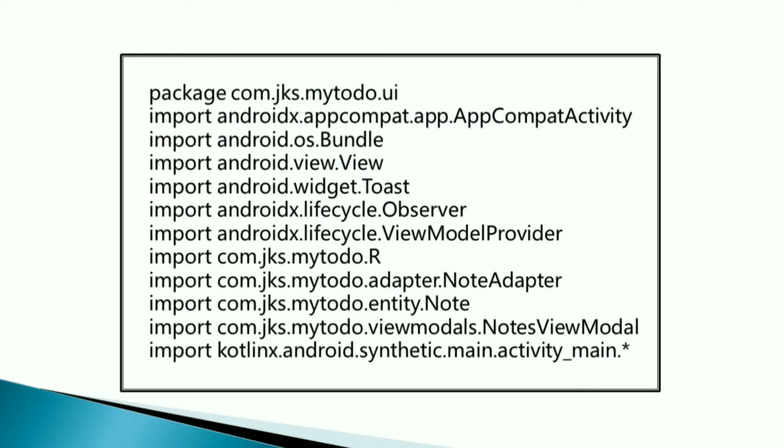Now we will study coding of the file mainActivity.kt. We have first used package statement to declare package header. The class defined in this file will be part of this package. Then we have added import statements. We are using user-defined classes NoteAdapter, Note, NotesViewModel, which are defined in this project.